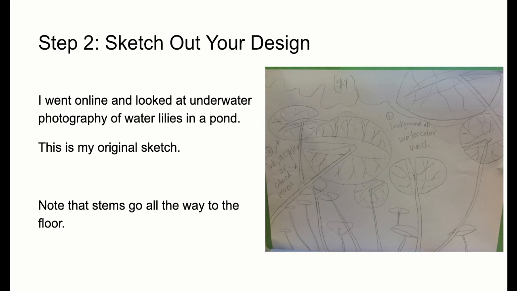So background is watercolor wash, and then I'm going to use ink or acrylic or colored pencil in order to do the lilies themselves. I've also made a distinction about where the water ends and the sky can be seen. And you'll note the stems go all the way to the floor, and the ones that are further away are teeny tiny compared to those looming up huge at the top of the piece.